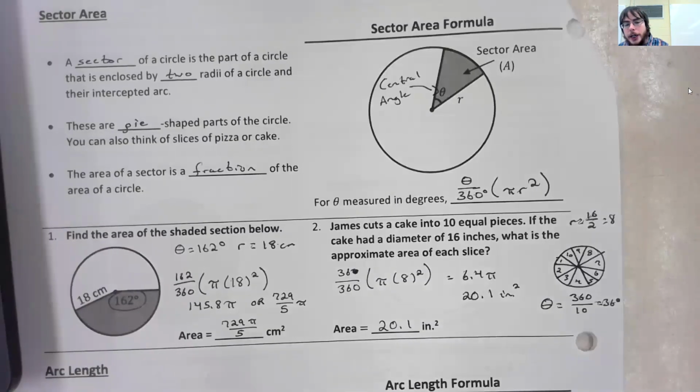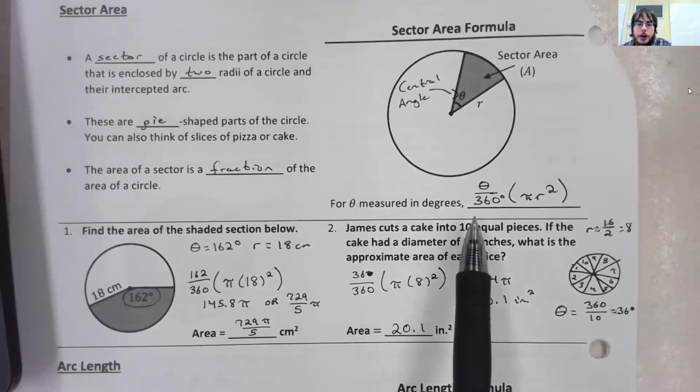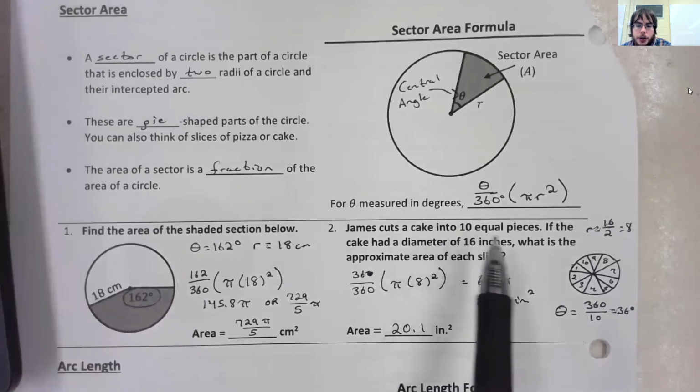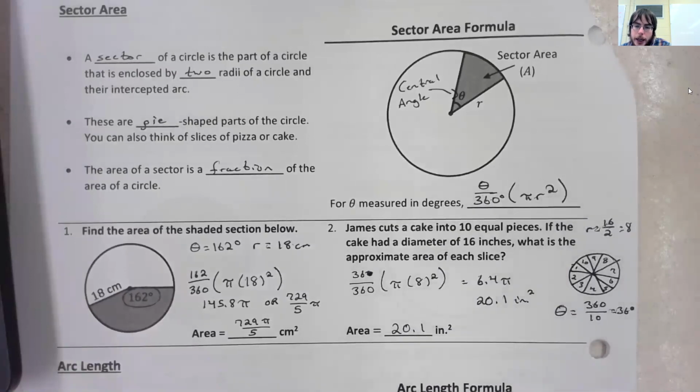The other way you could have done that is you're looking for the approximate area of one slice, and you know it's 10 equal pieces, so you know each sector has to equal 1/10 of the original area, so you could just take 1/10 and multiply it by your area. But I tend to do this just to be consistent and show you how you could figure it out from there.